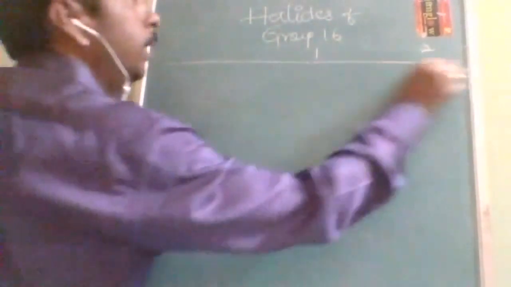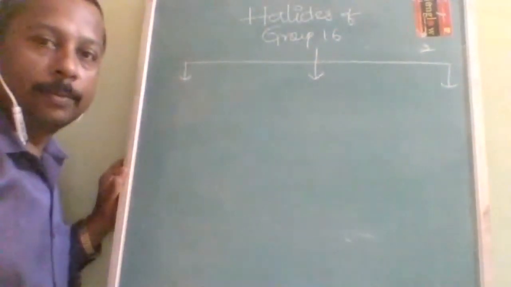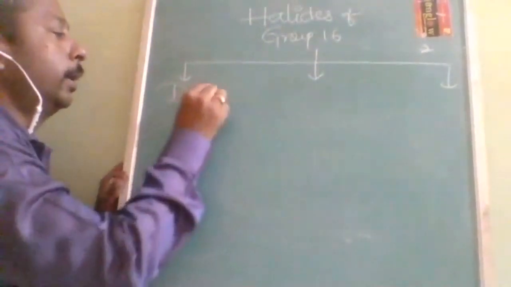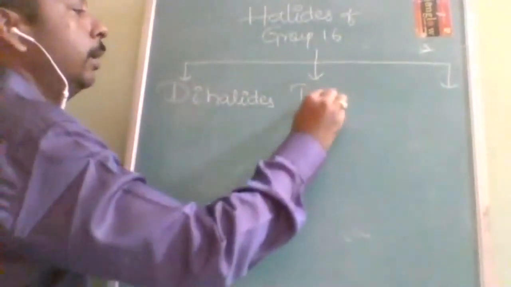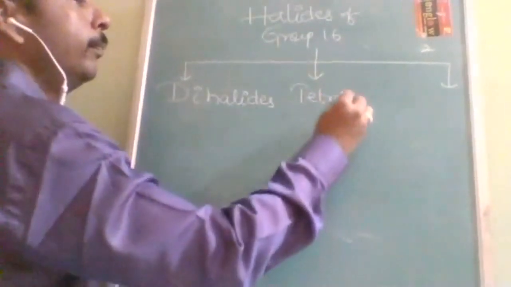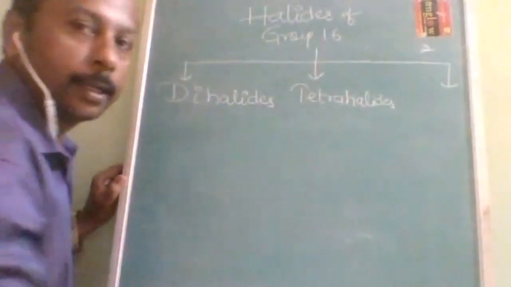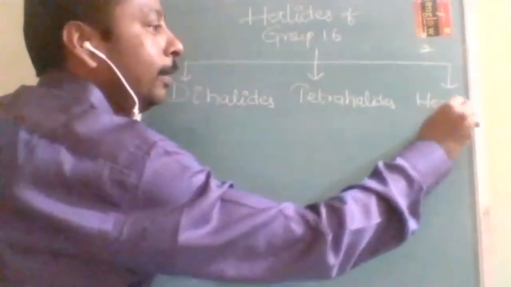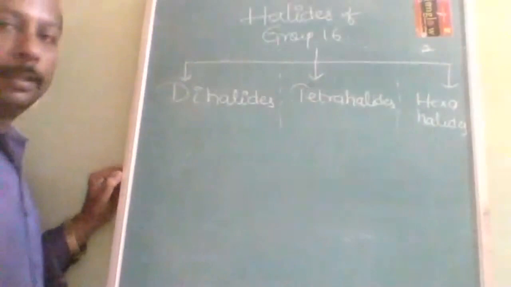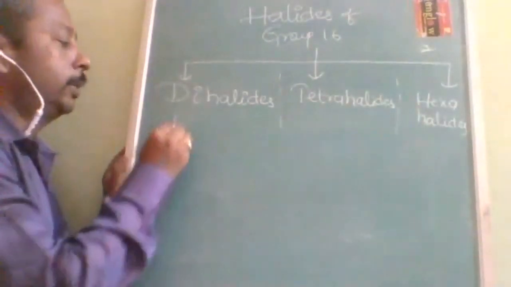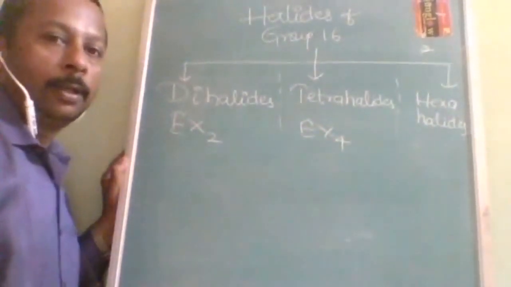Combinedly there are three types of halides. How many types of halides? Three types. The first one is dihalide, the second one is tetrahalide, and the third one is hexahalide. So the general formulas will be EX2, EX4, and EX6.